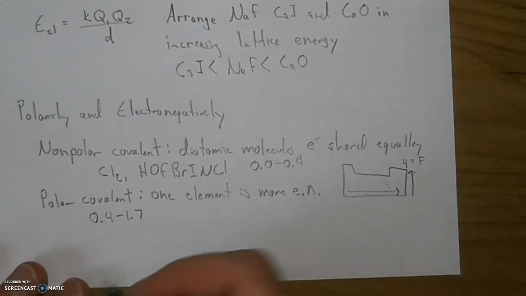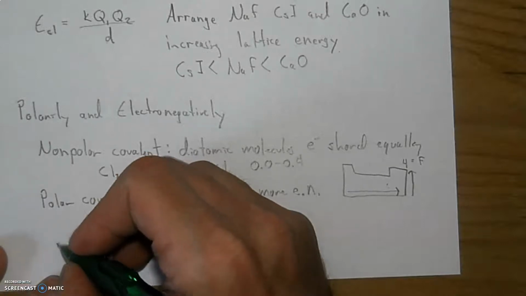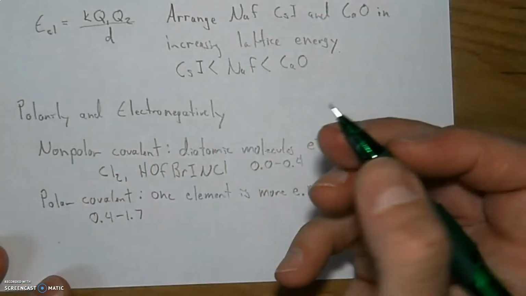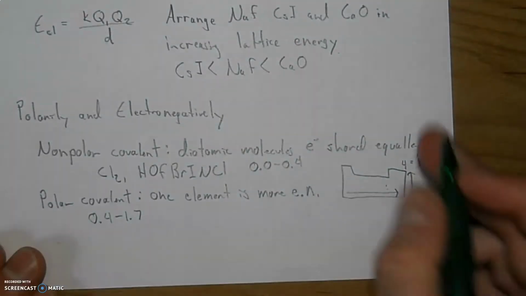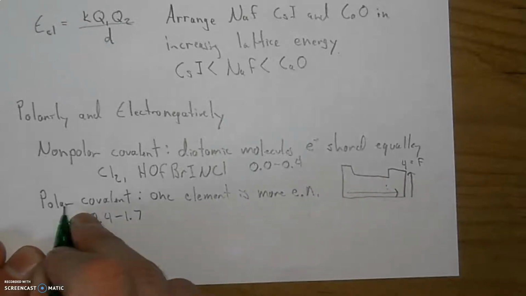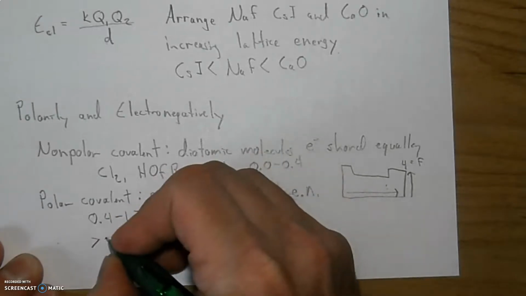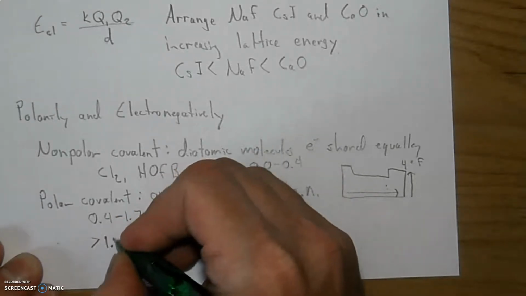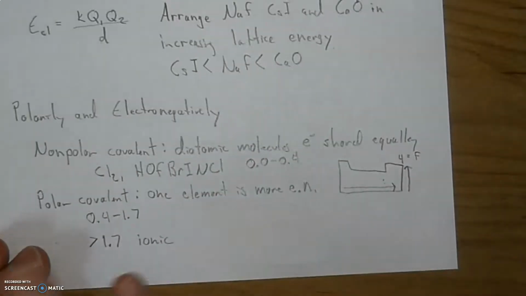Now, if you go above that, then it is considered ionic. So again, a number within this range is going to be considered polar covalent, but if you get above this, so greater than 1.7, we consider that ionic.